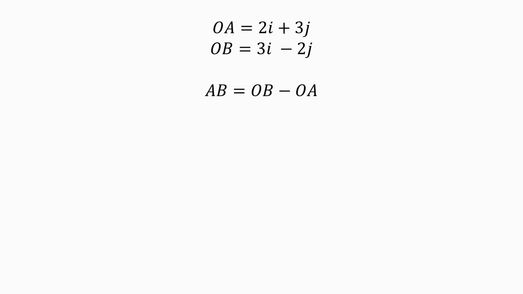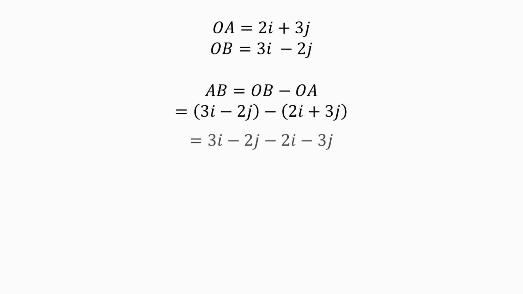So if we go the OB minus OA way, we shall have 3i minus 2j minus (2i plus 3j). We open the brackets, we have 3i minus 2j minus 2i minus 3j, which is equal to i minus 5j. So that is the value of AB.